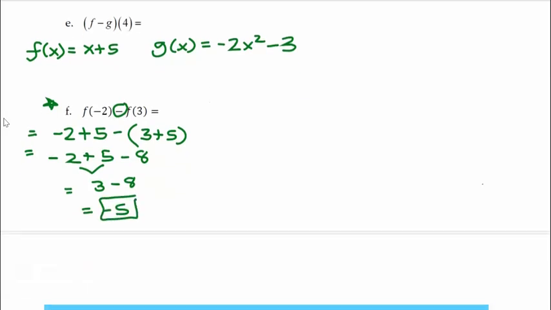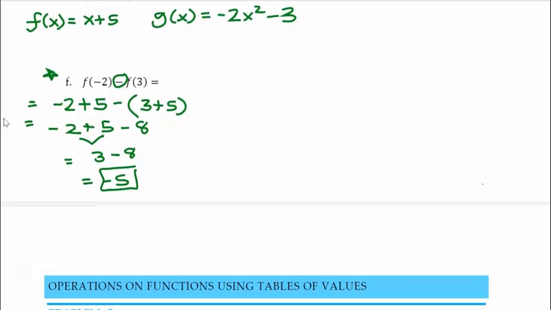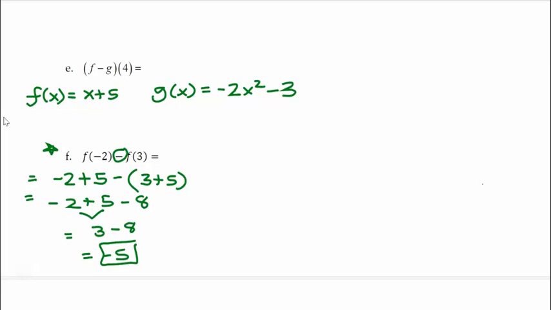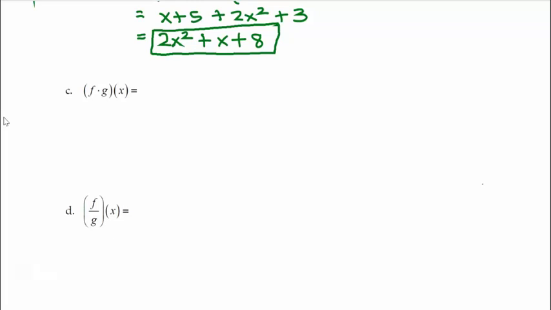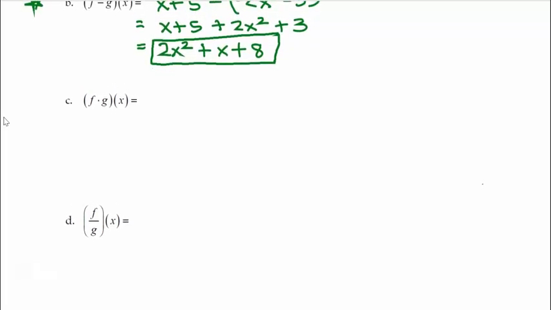Do you think we could do D as well? D? Yeah, sure. On this one, when you're doing the division, you're putting the f on the top, so the x plus 5 goes on the top, and then the 2x squared plus 3 on the bottom. And on this one, 2x squared plus 3 can't equal 0.